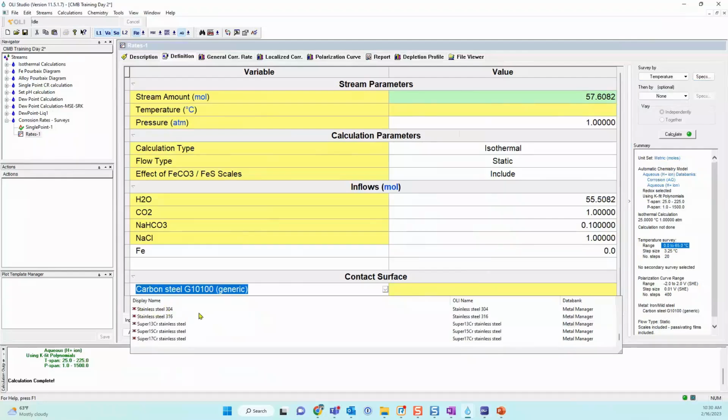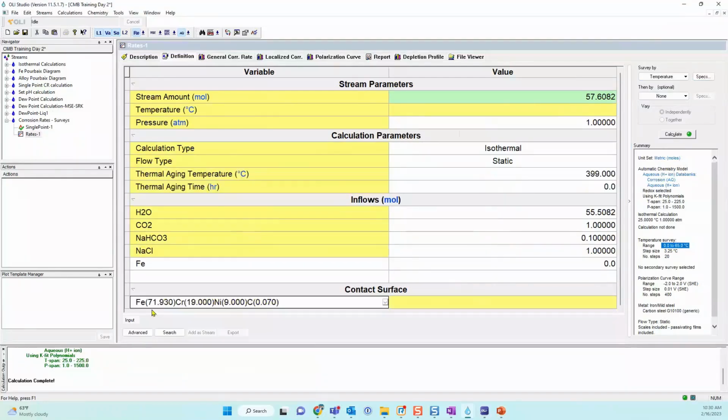And we scroll down, look for stainless steel, pick it. Software likes to show what compositions you have for the different alloying elements in your contact surface. If you want to double check you selected the right alloy, just hover over the contact surface and you can see it says stainless steel 304.